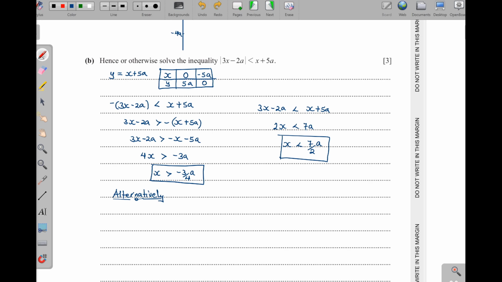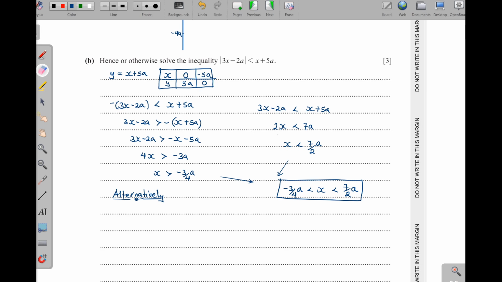By the way, I can even merge these two. x is greater than negative 3 over 4 of a, but it is less than 7 over 2 of a. So merging these two, I'm going to get negative 3 out of 4 of a less than x, then less than 7 out of 2 of a. Then this becomes my final answer. You get that? The two inequalities merged together, we get this one here.